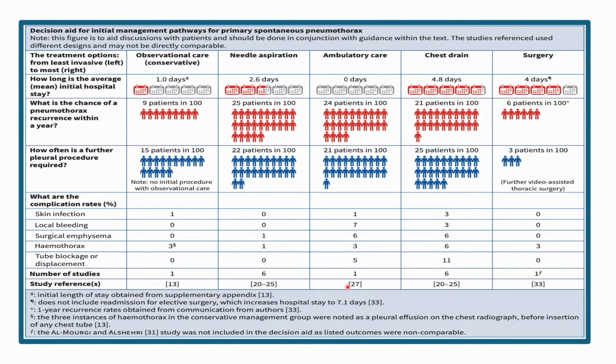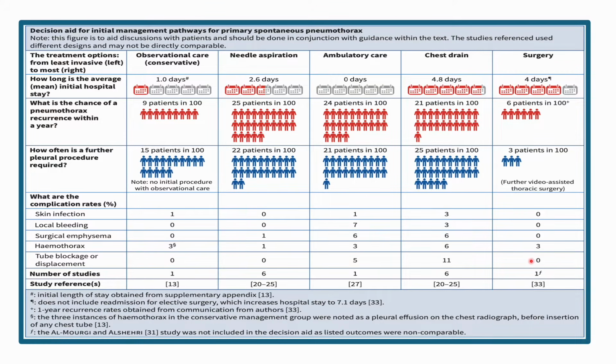But if you look at it, there's just this one study which has been referred to. Then chest drain, around 6 studies where they had a 4.8 average day of stay, but with a similar kind of pneumothorax recurrence of 21% and 25% pleural procedure requirement. But with surgery, definitely the stay was longer, but the recurrence and requirement of further pleural procedure was as low as 3 to 6%. And they did look at significant number of studies for that.